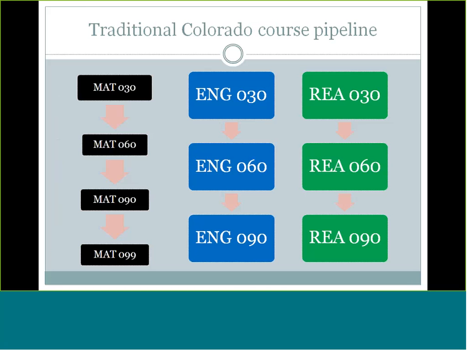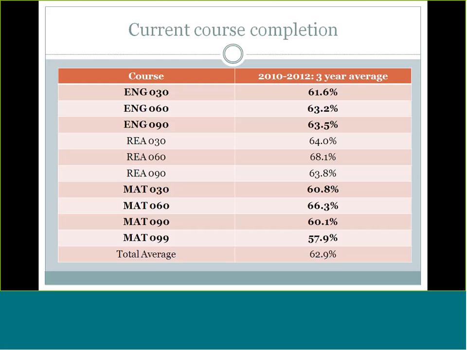And this is what's been traditionally going on in Colorado, that we have this course pipeline in math. There have been four courses eventually leading to a college-level math class, in English, three courses, and in reading, three courses. So students could test in at any point in the sequence. It's possible that they might need English 60 and reading and English 90 and then reading 90, or it's possible that they could need English 30 through, and then also reading 30 all the way through. It depends on the student and where their placement scores are.